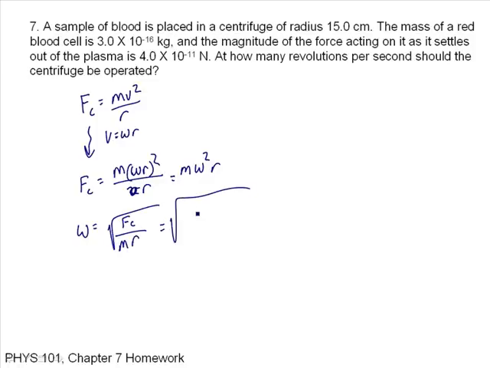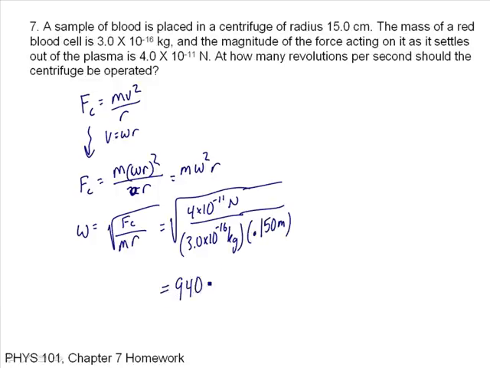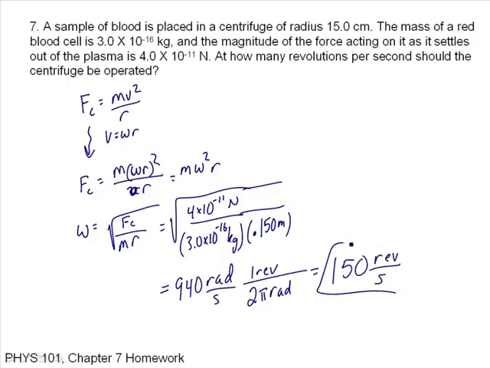I'm putting in my values here of 4 times 10 to the minus 11 divided by 3 times 10 to the minus 16 kilograms. That's the mass of your red blood cell, divided by the radius. It was 15 centimeters. That's 0.15 meters. So that gives me an omega of 940 radians per second, and then I want to convert that to revolutions because the question requested that. There are 2 pi radians in 1 revolution. That gives me 150 revolutions every second.